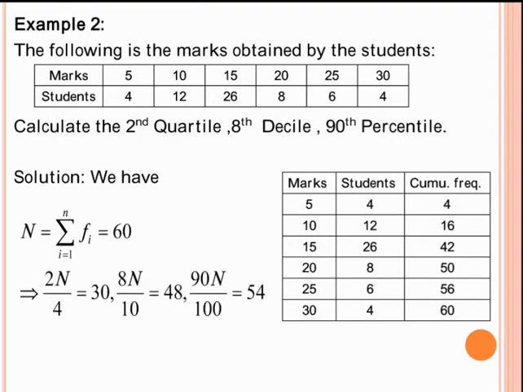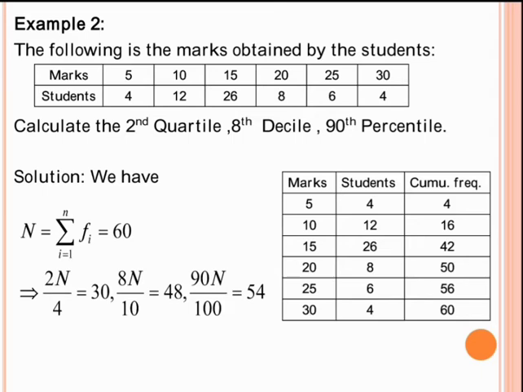Let us move towards the second example, where we are given a simple frequency distribution, that is xi and fi are given to us, right? See, the following are the marks obtained by the students. Marks and number of students are given to us. You have to calculate the second quartile, 8th decile and 90th percentile. That is, you have to calculate Q2, D8 and P90. That's all you have to calculate.